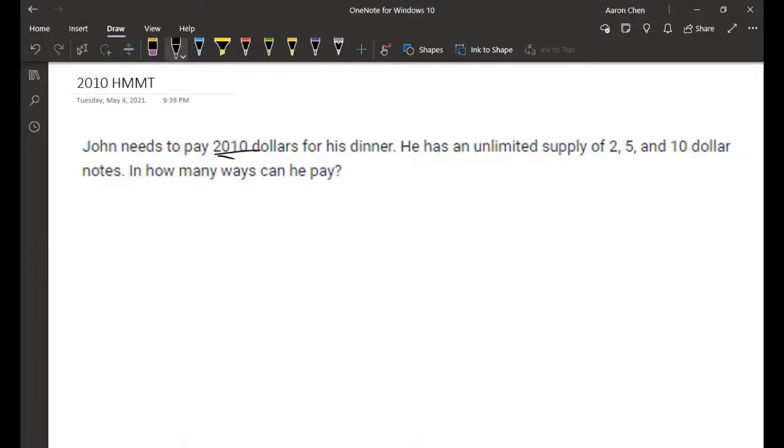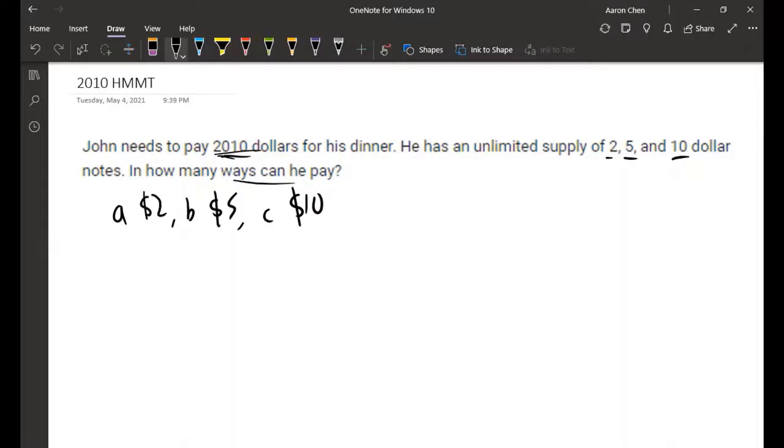Detail now. John needs to pay $10, and he has an unlimited supply of $2, $5, and $10 bills. We're trying to find the number of ways he can pay the money. We can set some variables. Let him pay A $2 bills, B $5 bills, and C $10 bills.